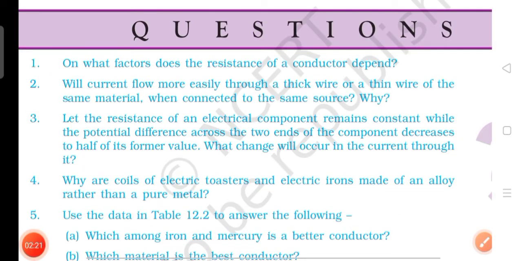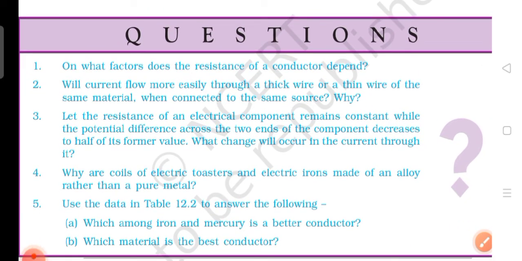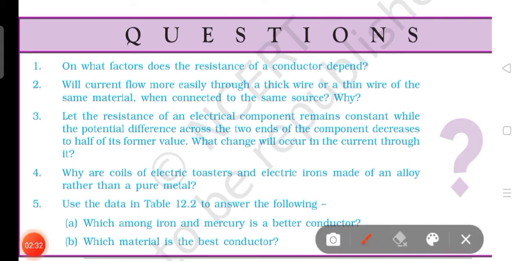Now we'll move on to the extra questions, and these are also very important questions, and they will just test what you have just read. They are not so difficult. So the first question is, on what factors does the resistance of a conductor depend?